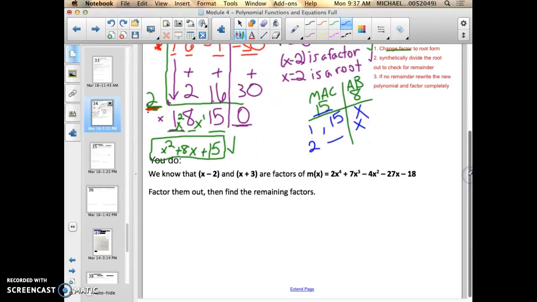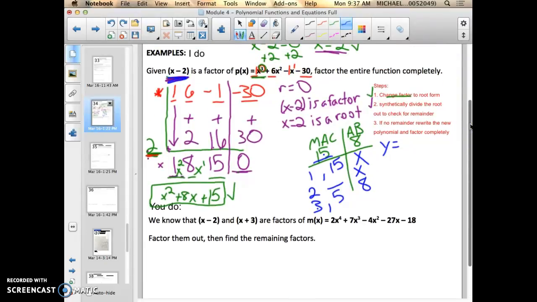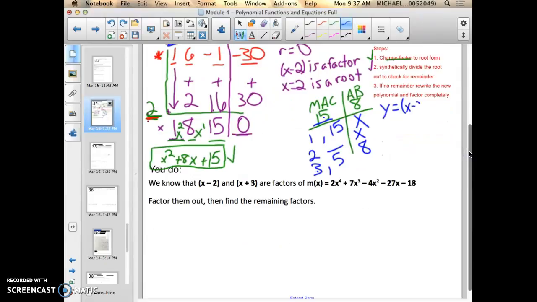Then try the next number after 2, which is 3. 15 divided by 3 is 5. And it looks like a winner. 3 plus 5 is 8. So I have my next 2 factors. And again, I can write the whole thing in factored form. So I'm going to put y equals my first factor, which was the one in question that we synthetically divided. So x minus 2 times my new factors that I found. This is a positive 3 and a positive 5. So I would have x plus 3 and x plus 5.